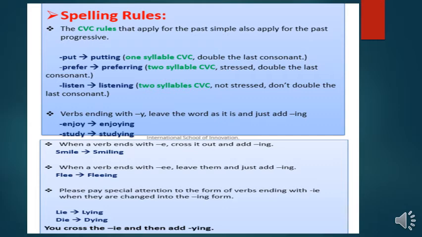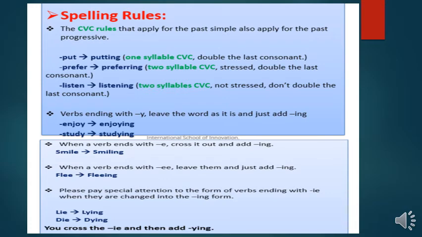Verbs ending with Y, leave the word as it is and just add ing, like enjoy, enjoying, study, studying. When a verb ends with E, cross it out and add ing, like smile, smiling, make, making. When a verb ends with double E, leave them and just add ing, like flee, fleeing, agree, agreeing.